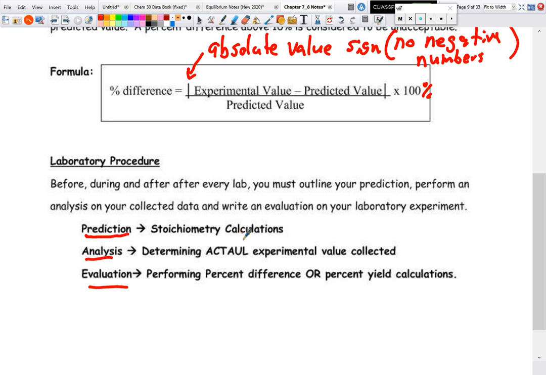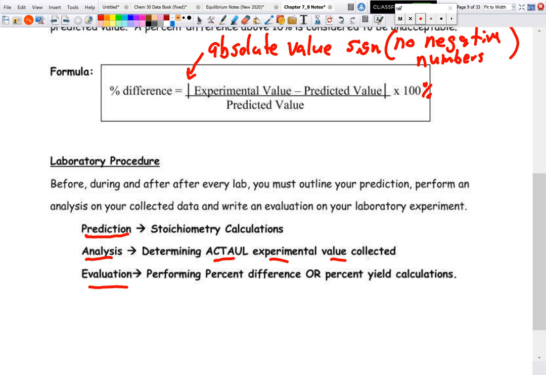Now your analysis is determining the actual experimental value. So this is where you're going to have to read the question and figure out, okay, a filter paper weighed 5 grams before you collected the solid. Afterwards, the filter paper and the solid weighed 25 grams. How much did you collect? Little things like that. We'll go through that when we get to it.